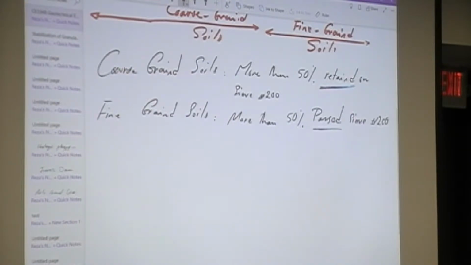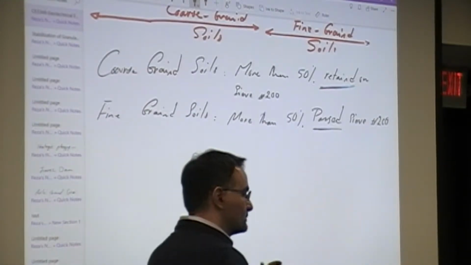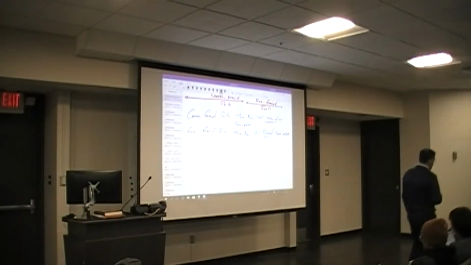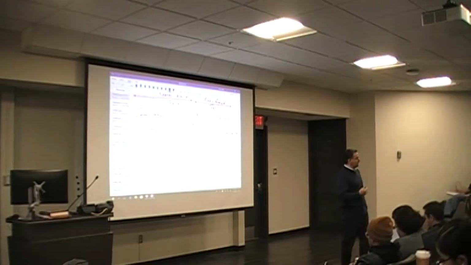Notice that I cautiously use the words retain and pass. You have to be very careful with this kind of definitions because your gradation charts are going to be flipped over when you're looking at the percent retained or percent passing. We're talking about the sieve and sieve analysis.